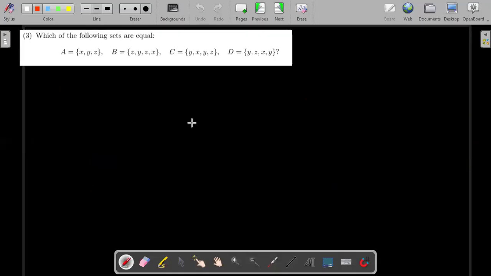On the next one, they ask which of the following sets are equal. First of all, we must understand what it means for sets to be equal. Let's say A is going to be equal to B. The set A is equal to B if every element of A is in B and every element of B is in A. And of course, that just means that A is contained in B, and B is contained in A.